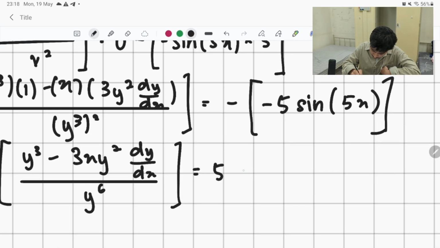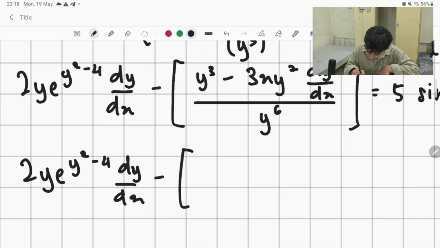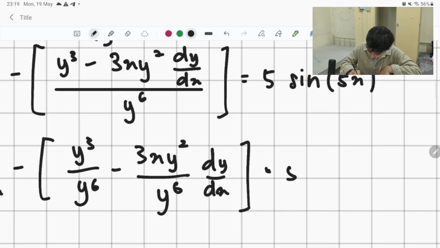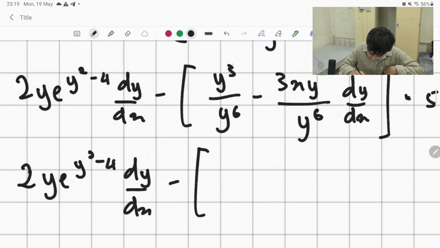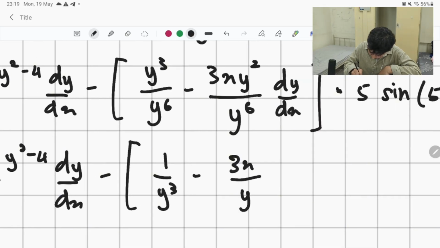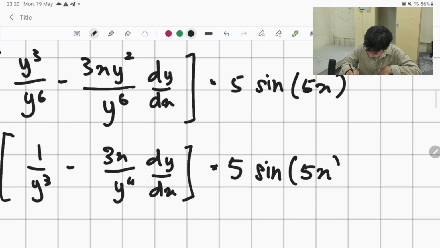Positive 5 sin x. We need to divide all of this by y to the power of 6, dy over dx equal to 5 sin 5x. Okay, 6 minus 3, we get 1 over y to the power of 3 minus 3x y to the power of 4 dy over dx equal to 5 sin 5x.